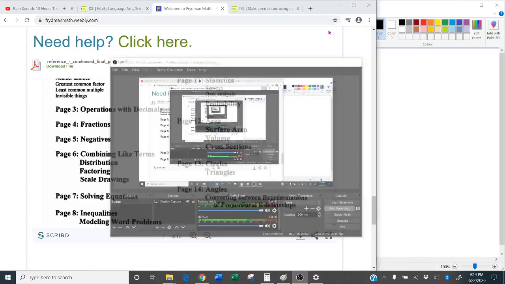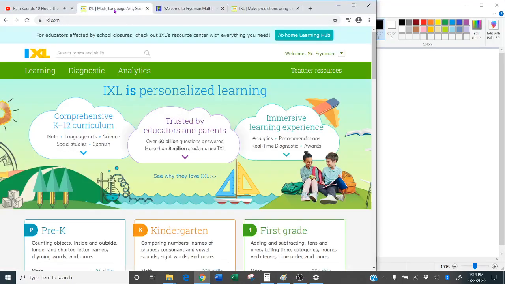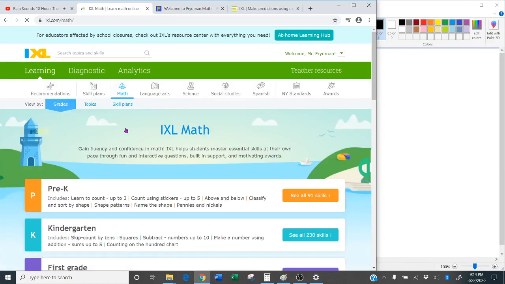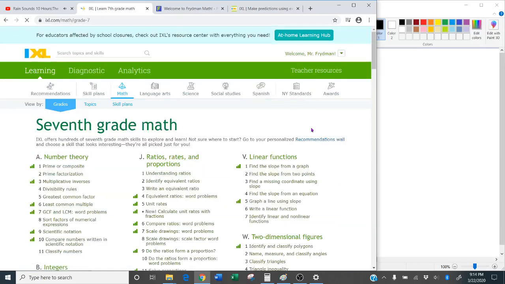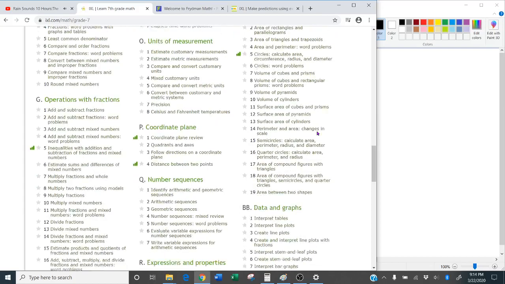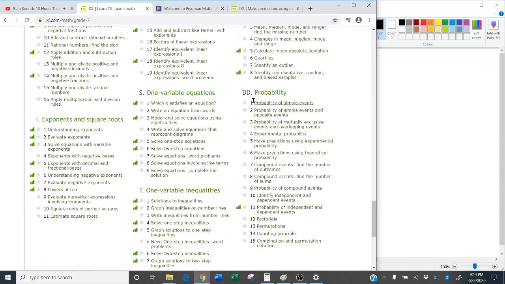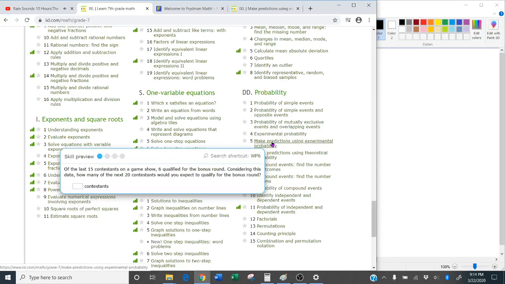Hi, everybody. Let's do IXL 7th grade DD.5. Hit Learning, go down to 7th grade, and then down to DD.5. Make predictions using experimental probability.